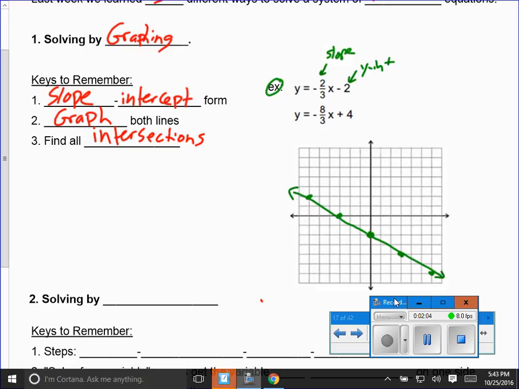Same idea with the second line. We have our y-intercept we plot first at positive 4 on the y-axis. Slope negative 8 over 3, which means we count down 8 and then over 3. That's the only point that's actually going to fit on here. We can graph our line. I can see that the intersection, which is the answer here, is that point, which is (3, negative 4). Remember that we always do write our answers to systems of equations as ordered pairs.